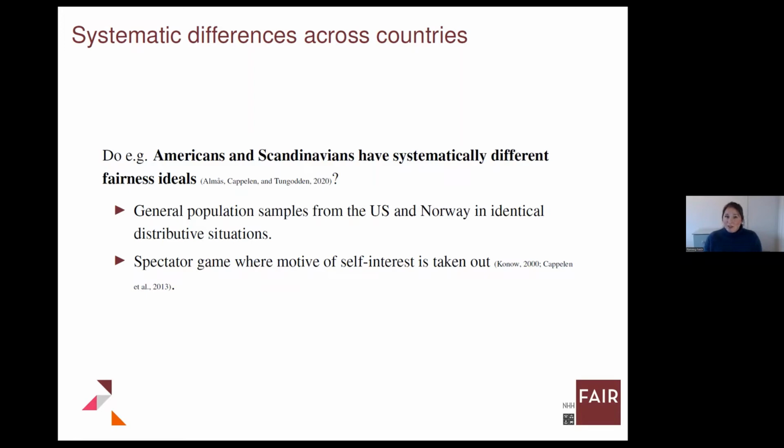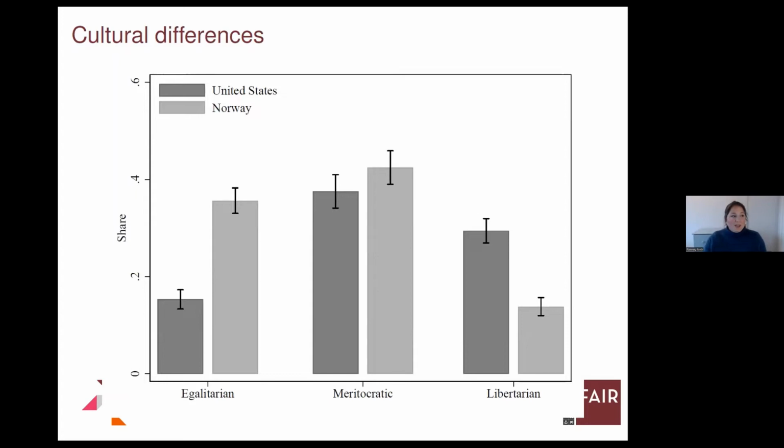And they vary the source of that inequality, whether it's due to merit differences or whether it's due to luck differences. And then we look at whether, in this identical controlled environment, Americans and Norwegians have different fairness ideals, different ideas about what's acceptable inequalities and what's not. And these are the results on that front.